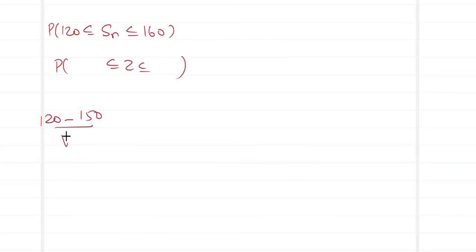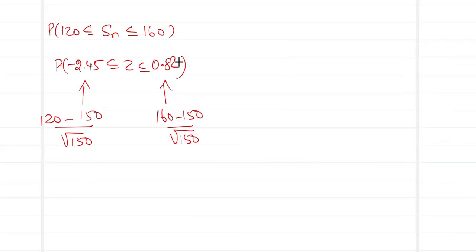So I want 120 less than or equal to Sn less than or equal to 160. In Z, this must be equal to (120 minus 150) divided by square root of 150 for the lower limit, and (160 minus 150) divided by square root of 150 for the upper limit. Use your calculators to estimate these two values. You can obtain the lower limit as minus 2.45 and the upper limit as 0.82. So, my step 4 is over.